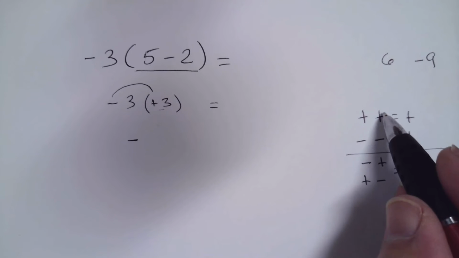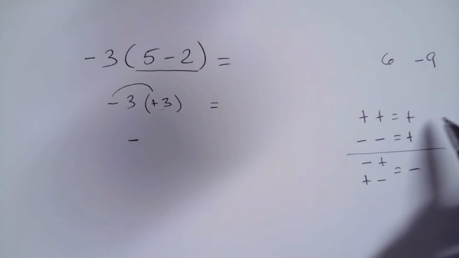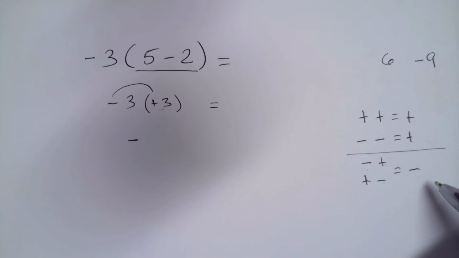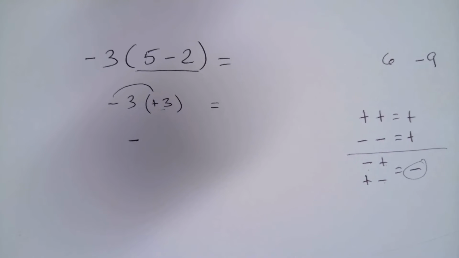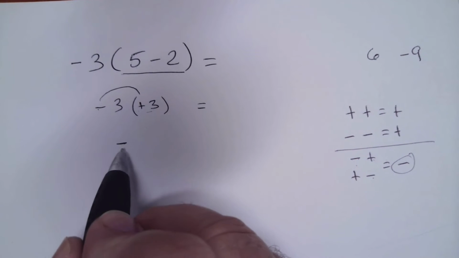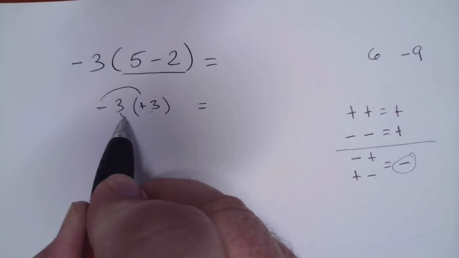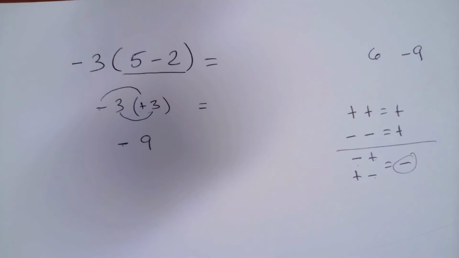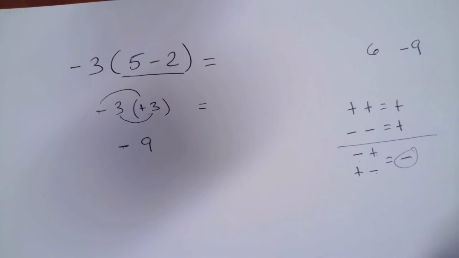If the two numbers have the same signs, the answer is positive. If the numbers have different signs, the answer is negative. You can only have one sign between any two numbers, or in front of any number. So negative times positive, since they're opposites, is negative. 3 times 3 is 9, negative 9. You're going to change your answer now?